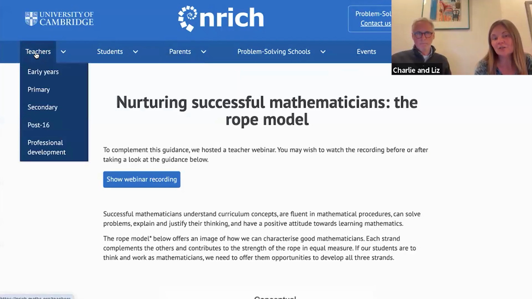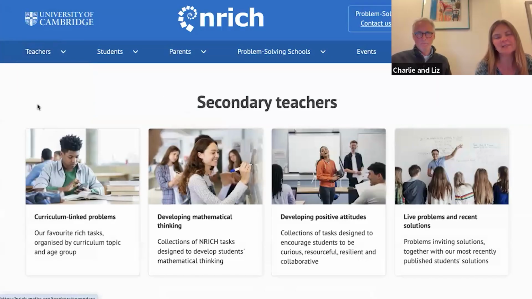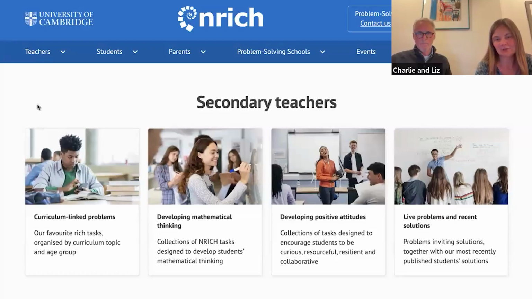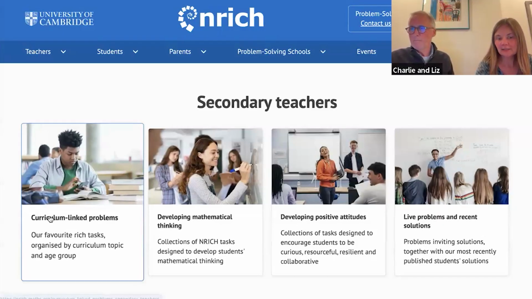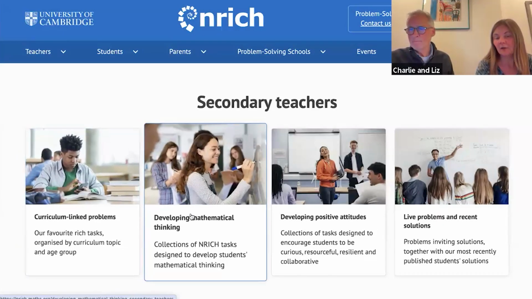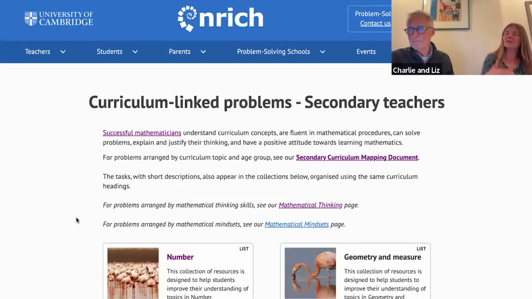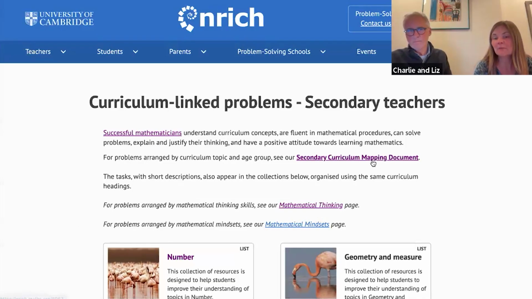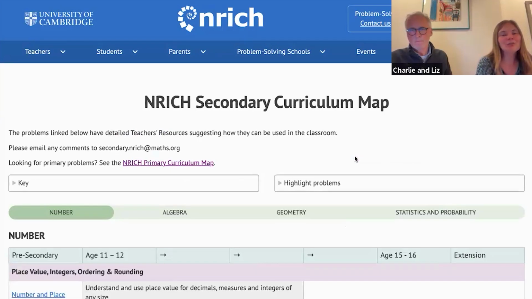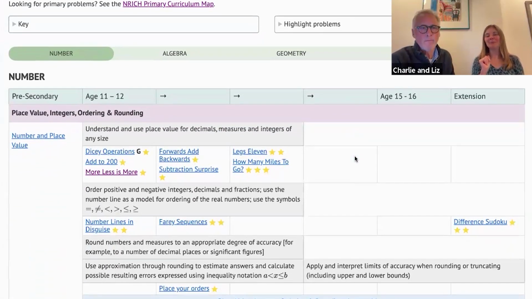So here, if you go to the teachers menu and choose secondary, incidentally, the primary site is set up in exactly the same structure. You can see that the three strands of the rope correspond to these three boxes here. So if you are particularly keen to choose a task because of the curriculum content you're wanting to teach, then this is a good place to go. You can use our secondary mapping document, and while we acknowledge it isn't exactly the same as the Welsh curriculum, so much of mathematics is undebatable, as it were.